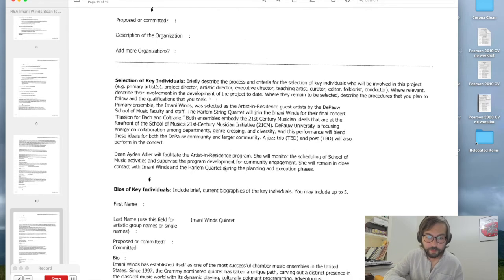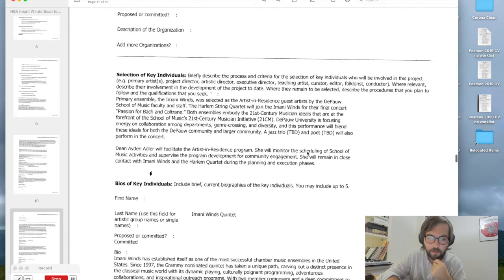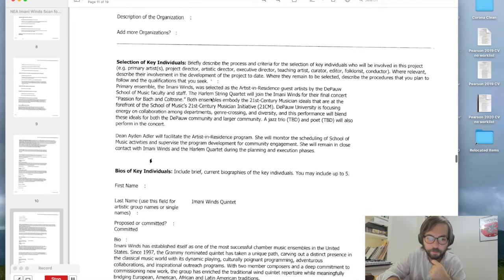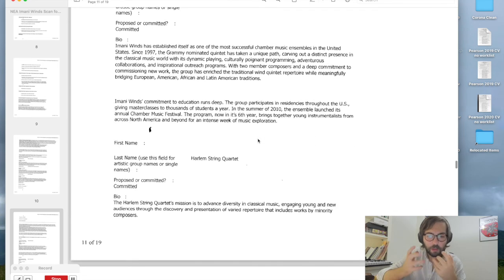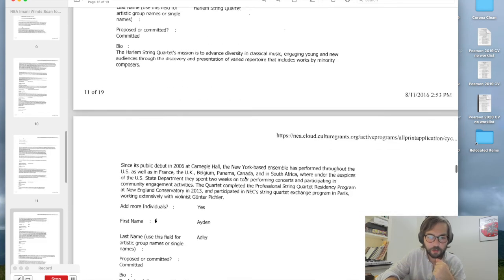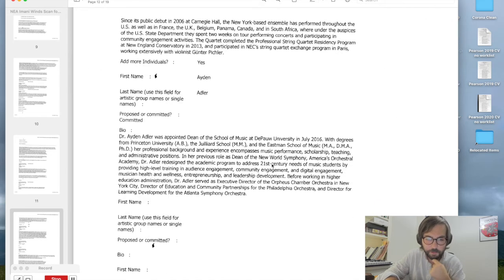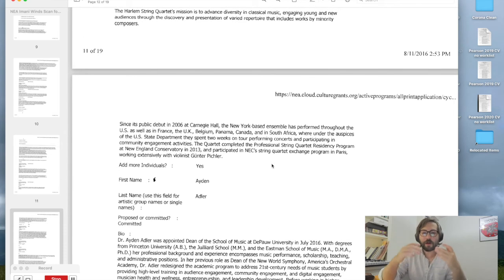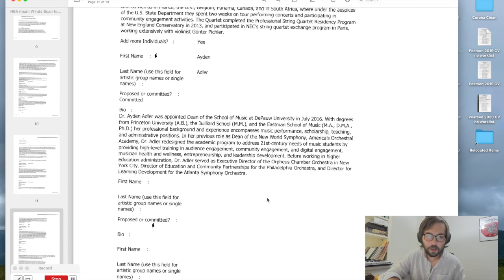This also has you talk about key individuals. This is kind of what you'll be doing in the organizational info section where you're giving bios. So there's a short bio of Imani Wins, a bio of the dean at that time, a sense of their motivation, Harlem String Quartet, bio of them, again, sense of their motivation, and a sense that their motivations are aligned with the motivations of the project, right? This all seems meant to be. And then Dean Adler as well.